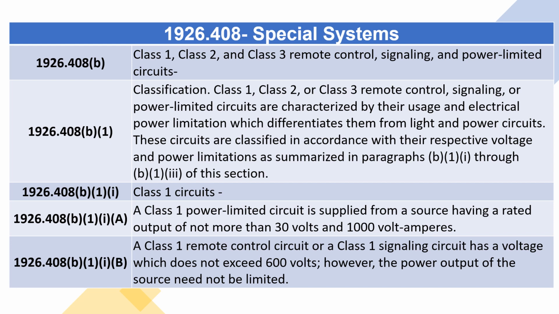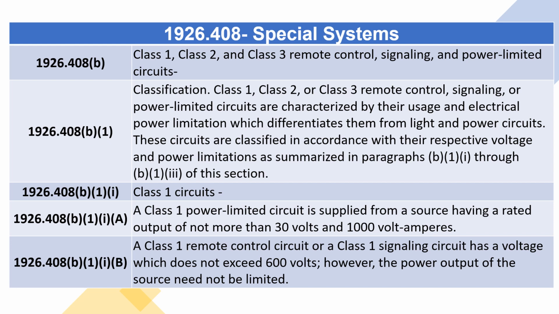1926.408(b) Class 1, Class 2, and Class 3 remote control, signaling, and power limited circuits. 1926.408(b)(1) Classification. Class 1, Class 2, or Class 3 remote control, signaling, or power limited circuits are characterized by their usage and electrical power limitation which differentiates them from light and power circuits. These circuits are classified in accordance with their respective voltage and power limitations as summarized in paragraphs (b)(1)(i) through (b)(1)(iii) of this section.